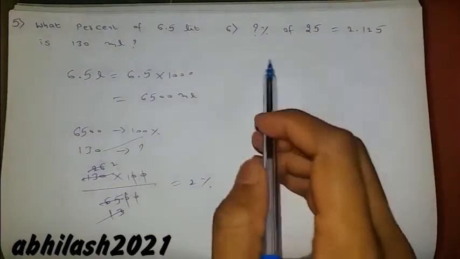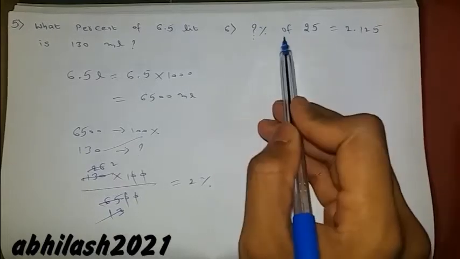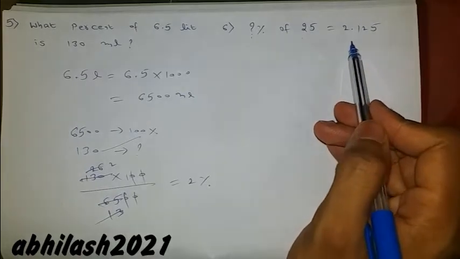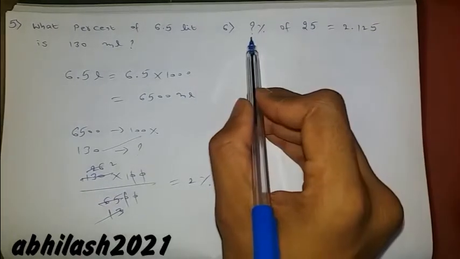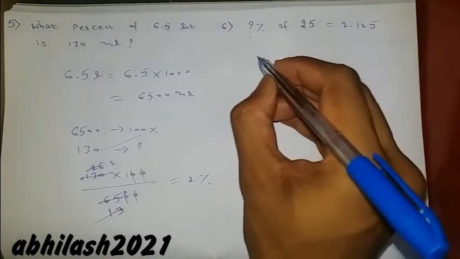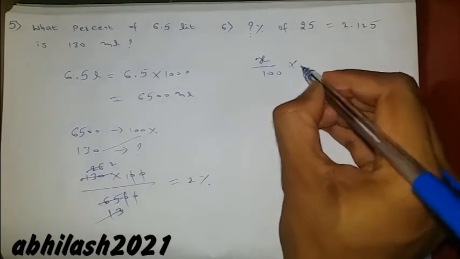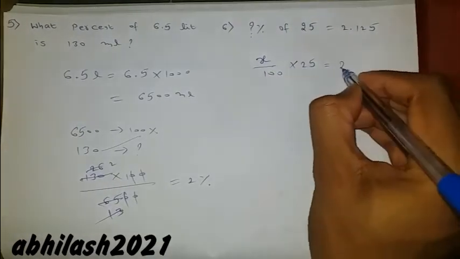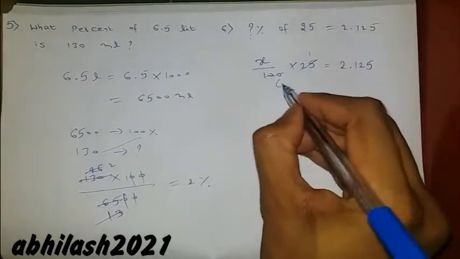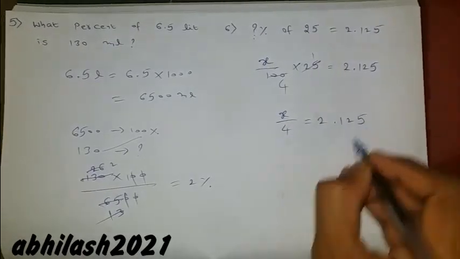Okay, next question. Some number is missing here. That number percentage of 25 is equal to 2.125. What is that number? We need to find out. Some question mark is given. That question mark I am taking as some constant x. So x percentage is nothing but x by 100, and 'of' is nothing but multiplication, 25 is equal to 2.125. 25 ones are 25, 25 fours are 100. So we will get x by 4 is equal to 2.125.